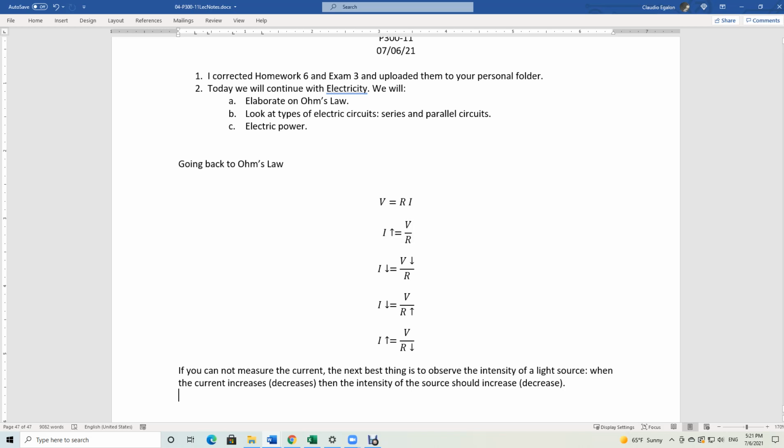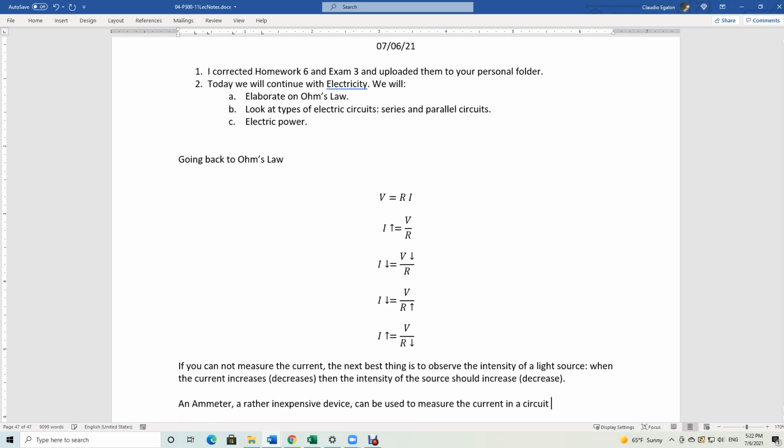So that's one way of gauging the current. Another way is to measure the current using a device. There are cheap devices out there that can measure a current, or an ammeter. An ammeter can be used to measure the current in a circuit. This is an ammeter, a rather inexpensive device that can be used to measure the current in a circuit.